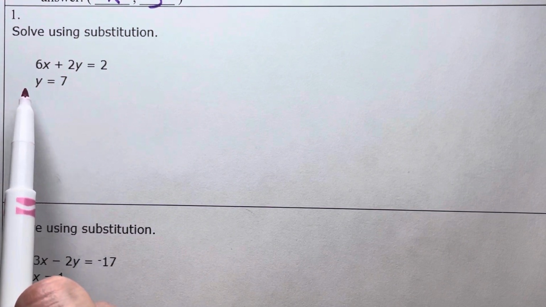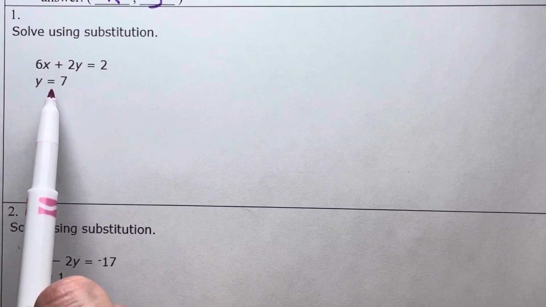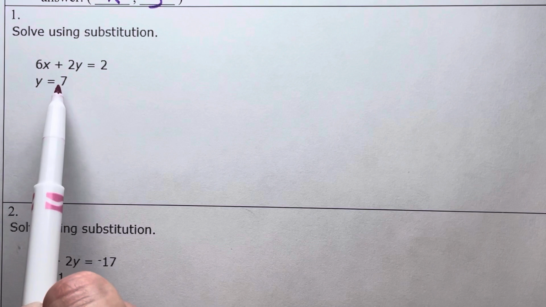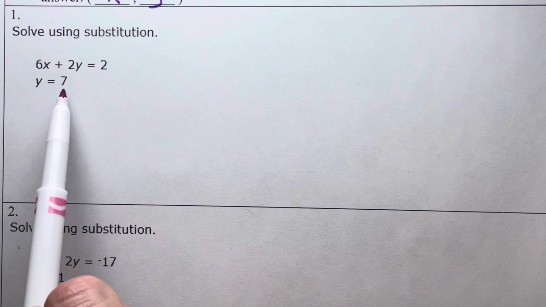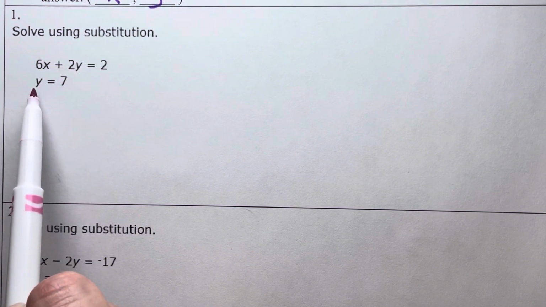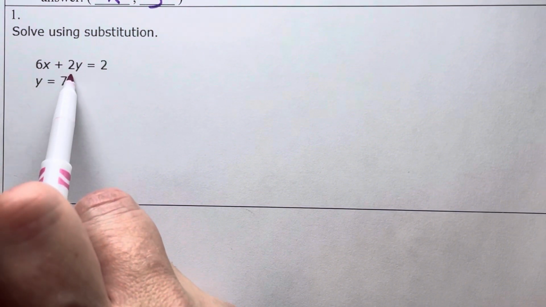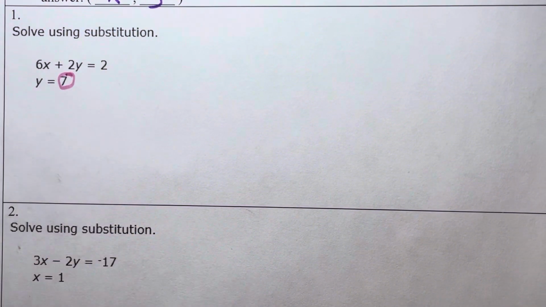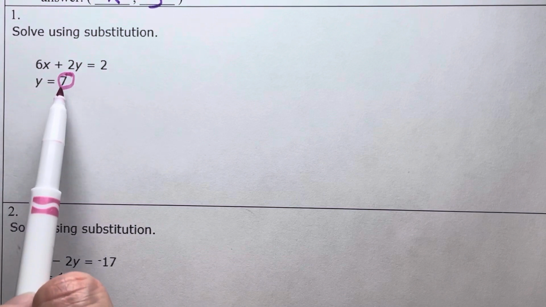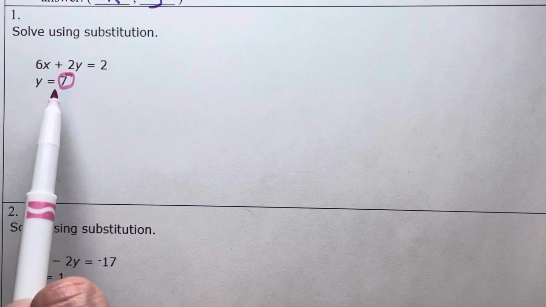Well, we see here that our second equation is a y equals equation. So it is solved for the variable y. And we were instructed to circle its equation part. And its equation part is very small, very simple. That's a 7.